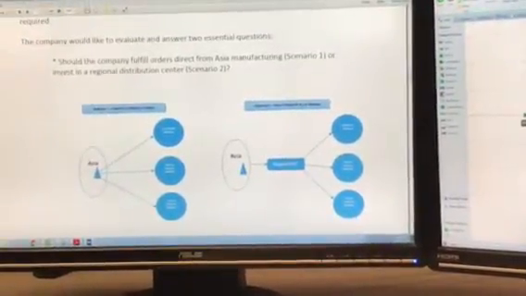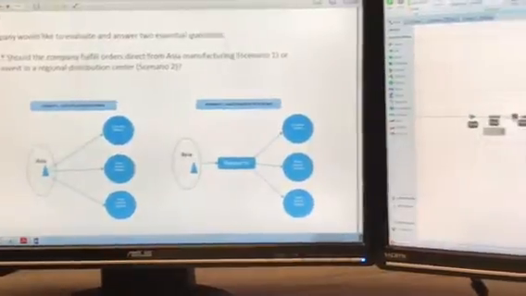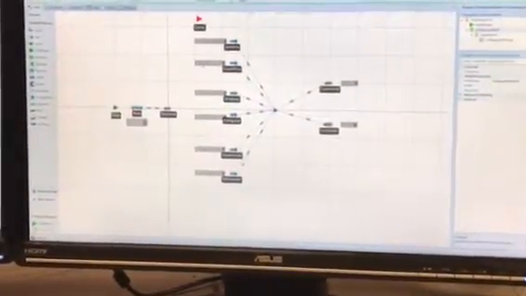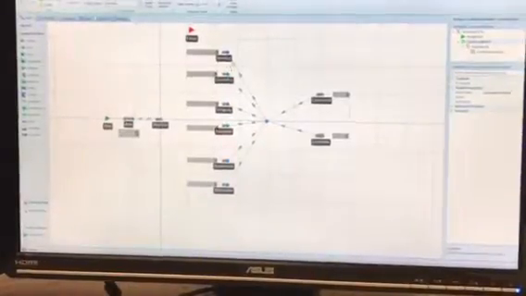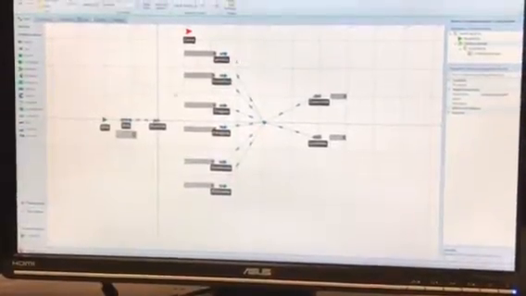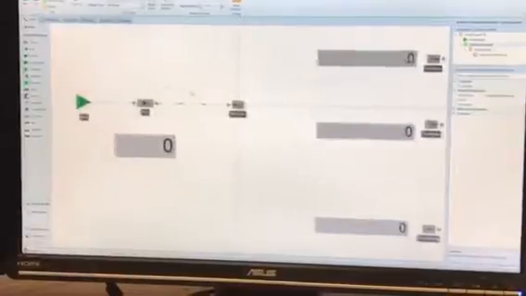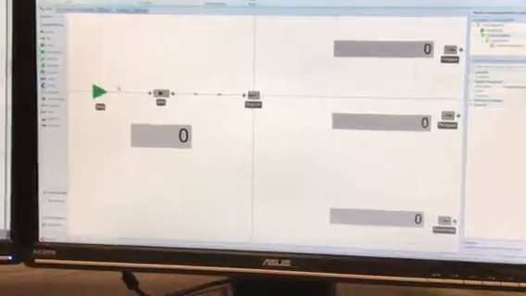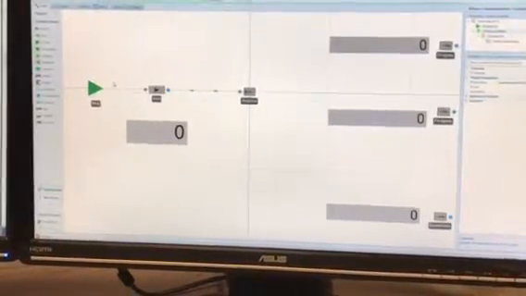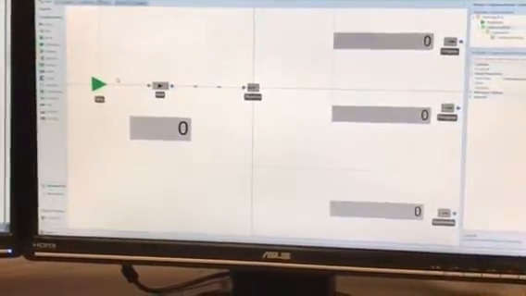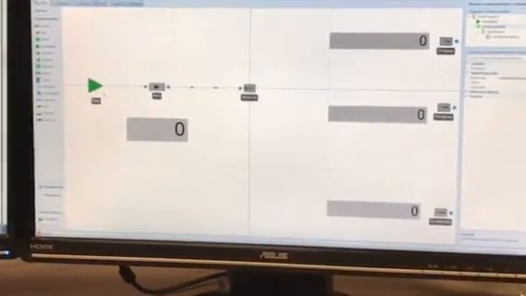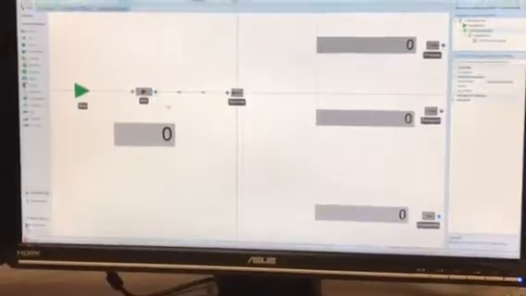Like scenario one, we are just going straight from the Asian manufacturing location straight to the local ones. And here is the submodel for the Asia distribution center. We have an entity as far as shipping, which ships the cases, and the TEUs, which are the 20-foot equivalent unit, consists of 1,000 cases per shipment.